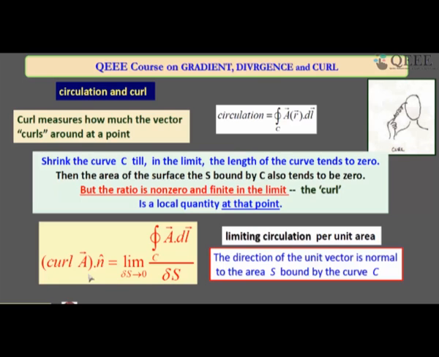In that direction, the component of curl along N is defined as a limit as the area tends to zero. Literally, we are shrinking the surface, shrinking the curve also, so this ratio does not become indeterminate. In the limit, it has some finite value, and that is treated as the component of curl along that direction. So how will you construct the curl vector? You get the components along x, y, z, and then you can construct the curl vector out of it. We shall do that shortly. What is to be remembered here is that the direction of the unit vector is normal to the area S bounded by the curve at every point for every delta S. And it is defined as a limiting circulation. So we will call curl a limiting circulation, just as we call divergence the limiting flux.